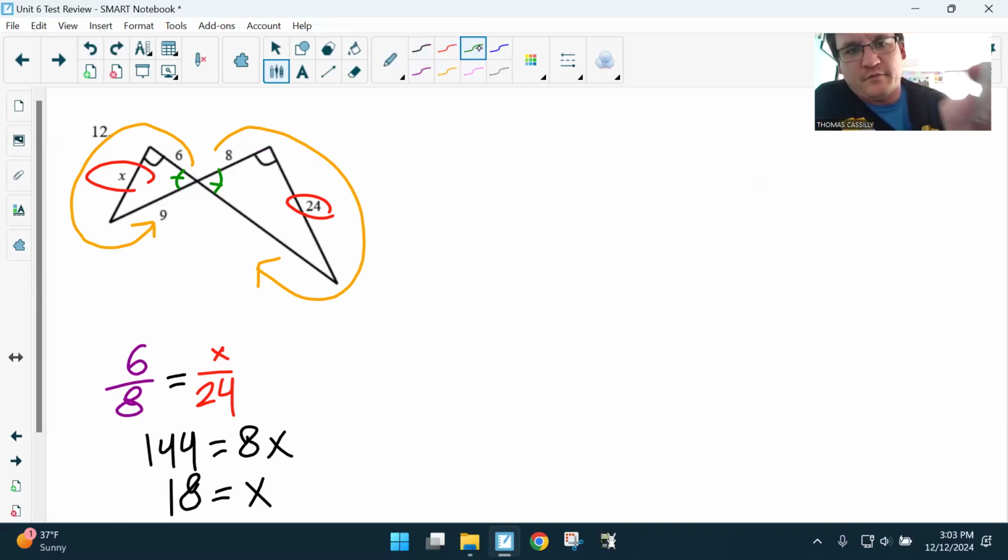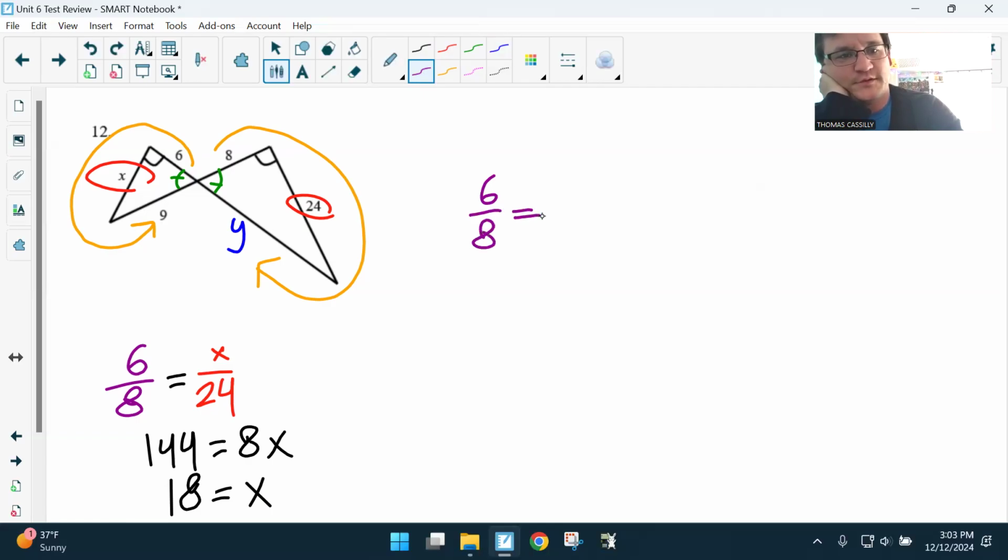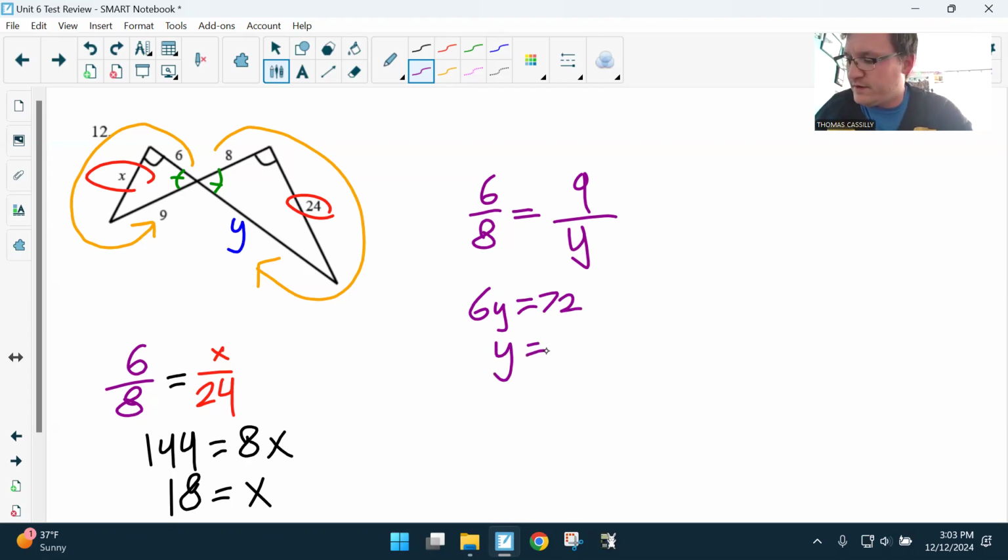Now, I know I'm not asking for this side, but maybe we wanted to go above and beyond the call of duty, right? We're really going for that Falcon Flight Award. I would just compare the other sides as well. So we got 6 over 8 is going to be equal to, we're going to have to go 9 over y. So we have 6y equals 72. So we're going to get y equals 72 divided by 6. That's going to give us a 12. All right.